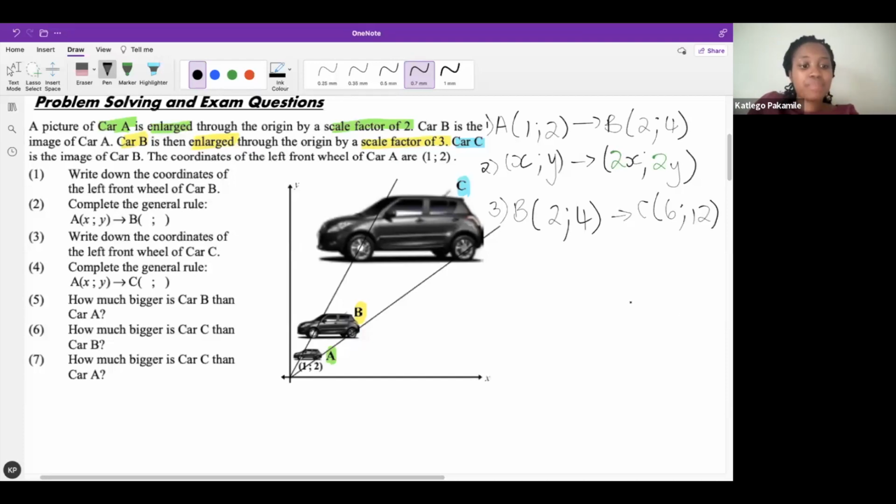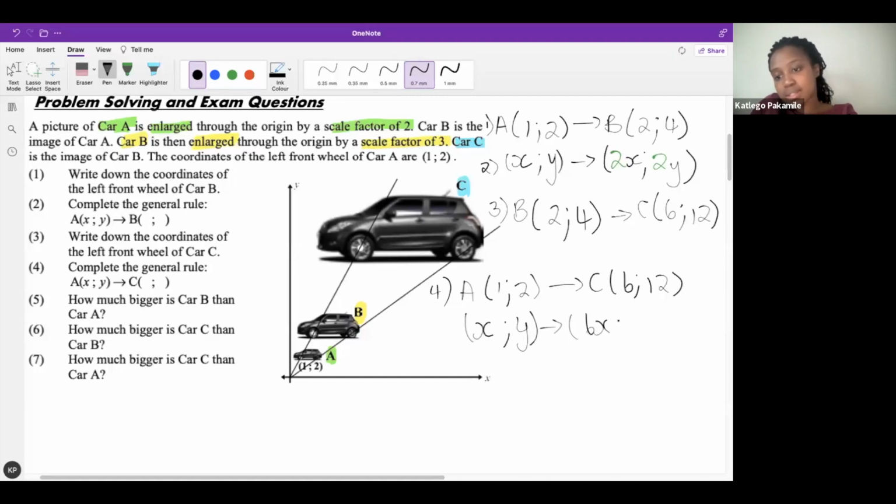And then obviously we have to do the general rule, but now the general rule is all the way from car A to car C. So let's remind ourselves again. A was 1, 2, and we went all the way to C, which was 6, 12. So if you're going from A straight to C, what is your scale factor? From A straight to C. Nice. My scale factor is 6. So the general rule will be from XY to 6X and 6Y. Nice. Yes, Vanessa, you were doing from B to C, but the question was from all the way from the first car to the last car. So I just think it was a misreading, but you pretty much understand what's going on, okay?